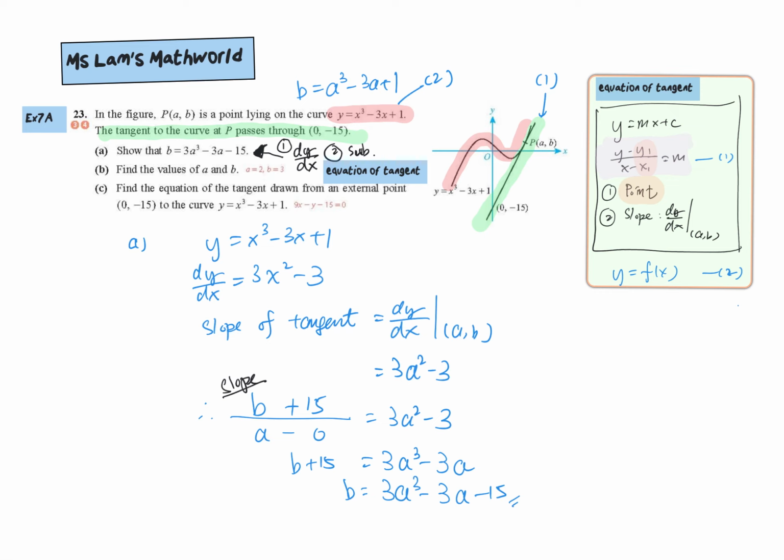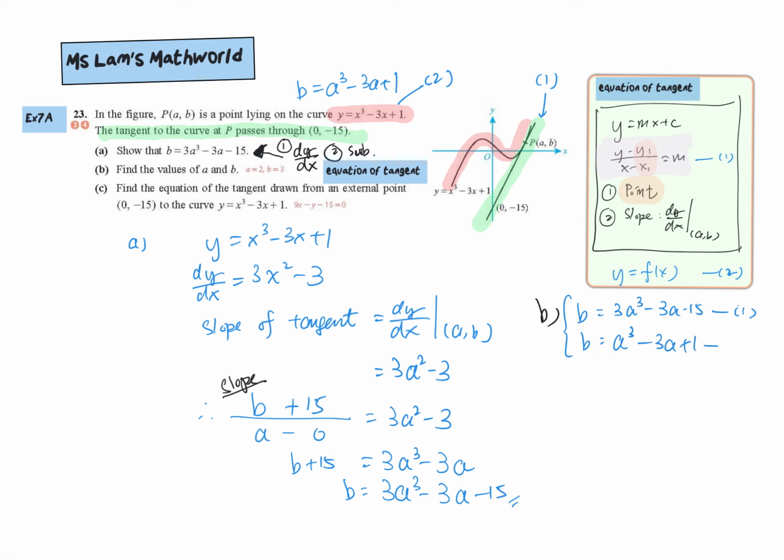So after that, we got b is equal to 3a cubed minus 3a minus 15. We have completed part A, right? And then how to continue for part B? So we substitute it into equation 2. We got equation 1, and then equation 2 by the substitution.